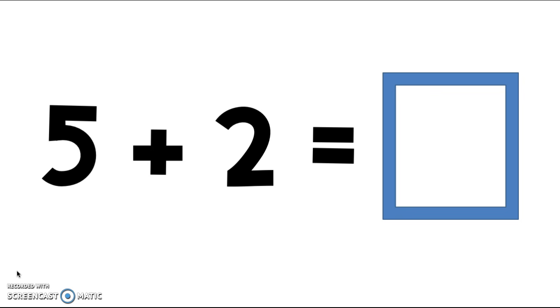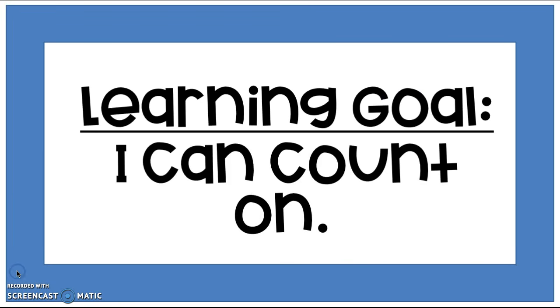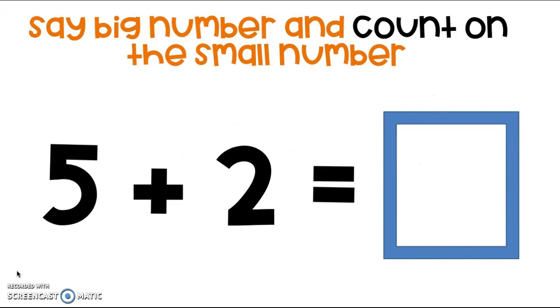And that strategy is called counting on, which is perfect because our learning goal for today says, I can count on. When you count on, you say the big number and you count on the small number. That means we would say the big number in the number sentence. Friend, which number is bigger, 5 or 2? Yeah, you're right. 5 is bigger. So I'll say the word 5 and then I'm going to count on 2.